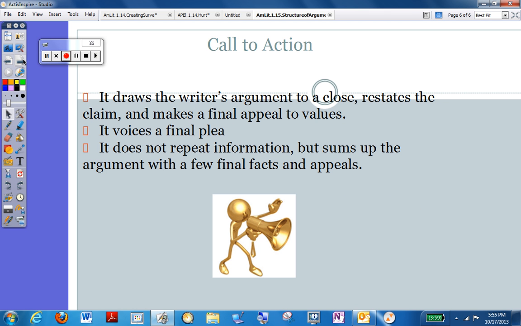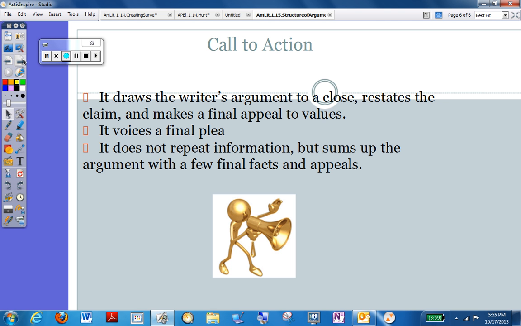Now, the final part of an argument is a call to action. A call to action draws the writer's argument to a close, restates the claim, and makes a final appeal to values. It's that final plea, it's the final impression, and this would be a time, if you want to inject some emotion into it, this is a great time to do it.